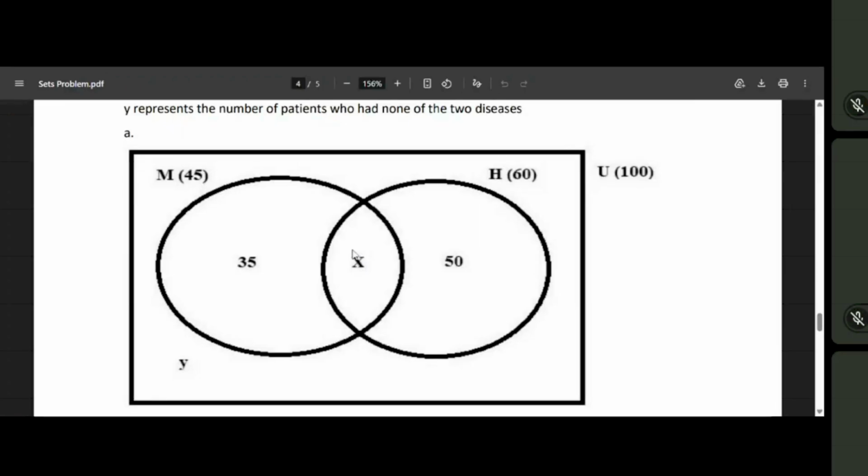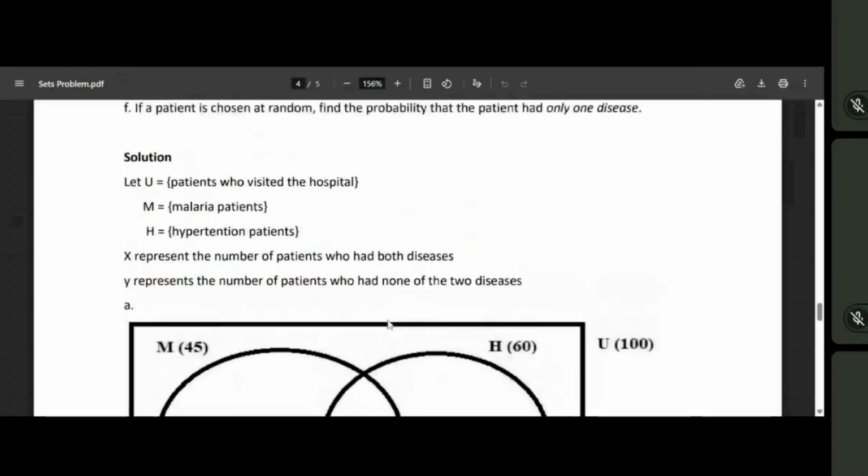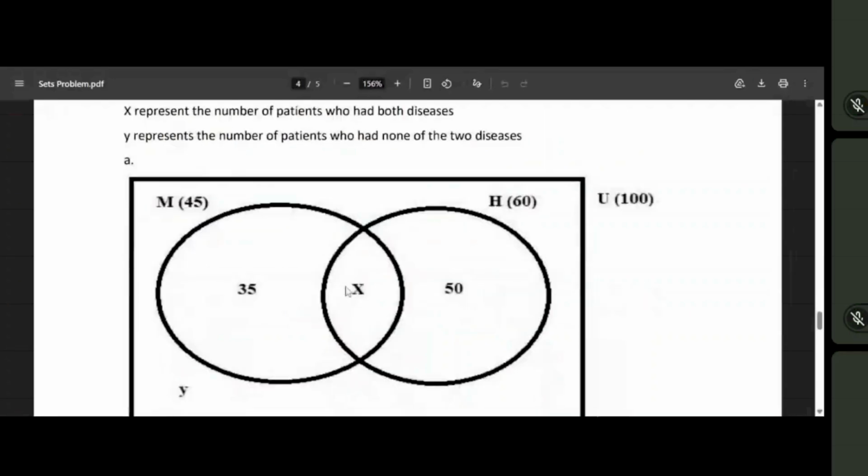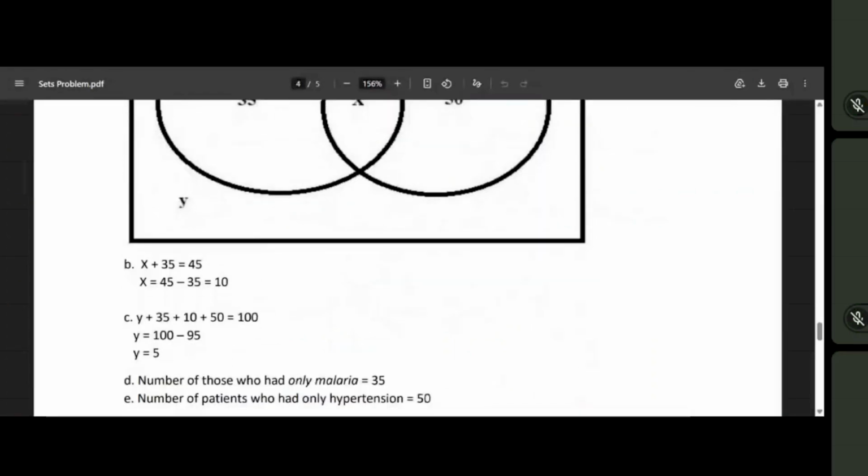If you like, you can go this way too. We also know that X plus 50 will give you 60. So to get X, you take away 50 from 60, and that gives you the same 10. So you have the value of X. The question says, illustrate the information on the Venn diagram. We have done that. Find the number of patients who had both diseases. That's X, which we calculated to be 10 patients.